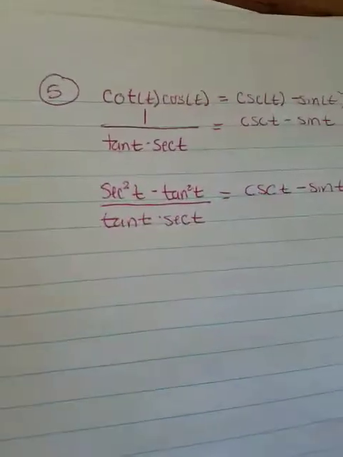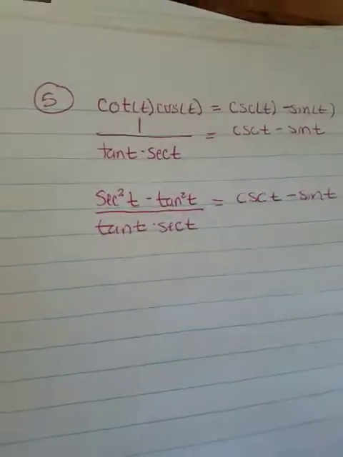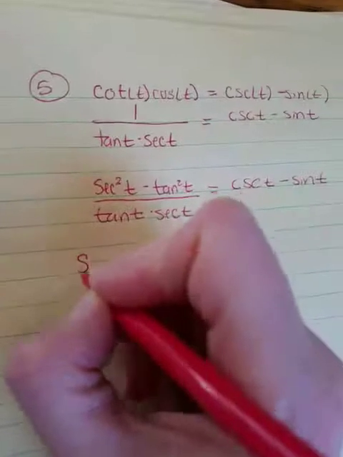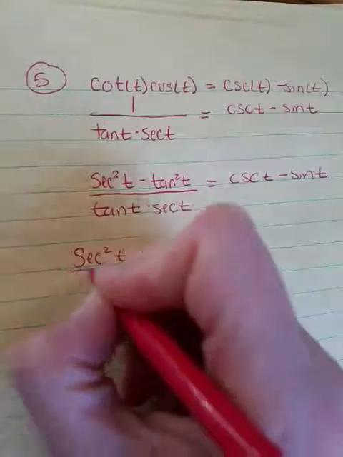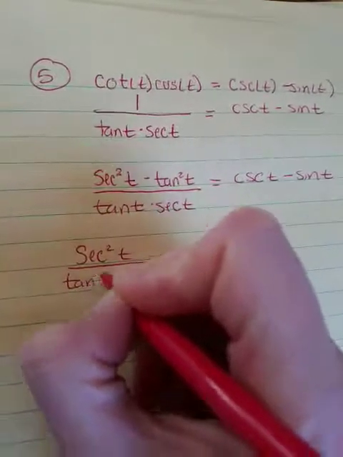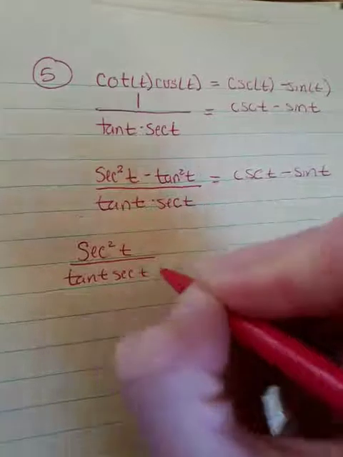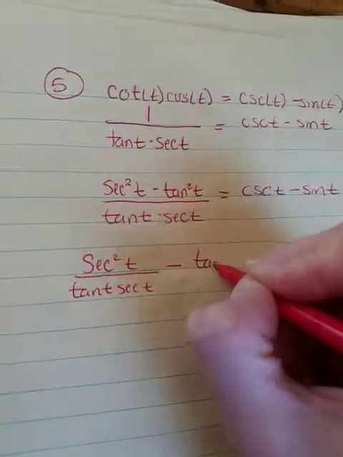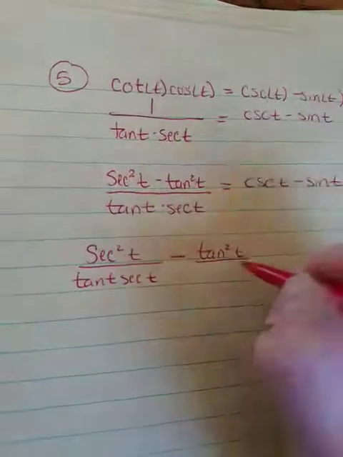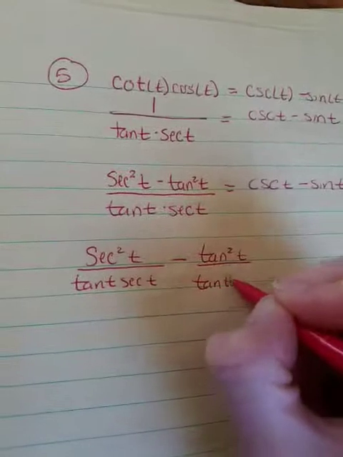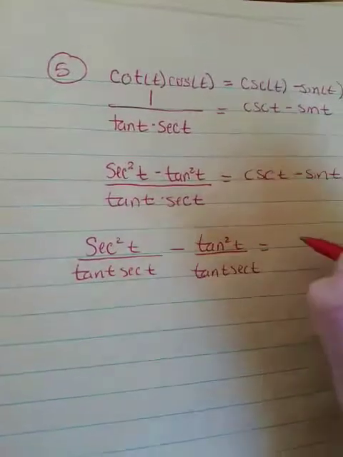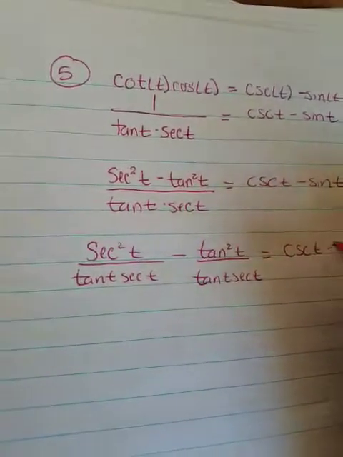Okay. So what am I going to do now? I'm going to break up my numerator. So I have a secant squared of t over tan of t, secant of t, minus tan squared of t over tan of t, secant of t. Nothing has changed on the right.